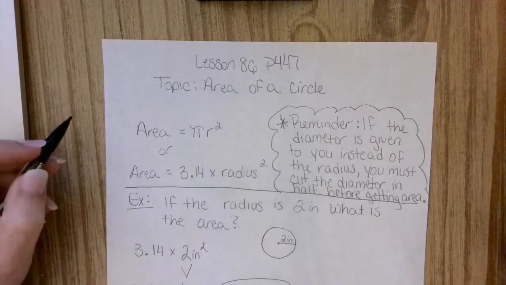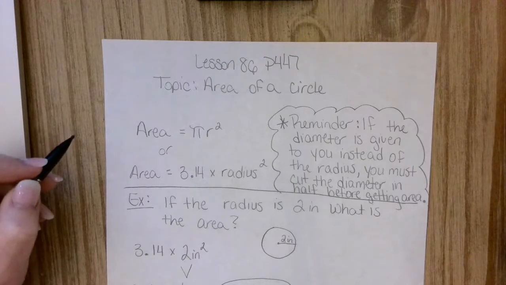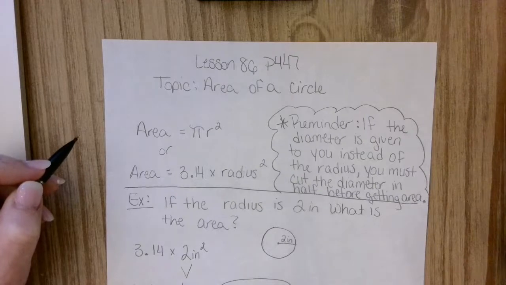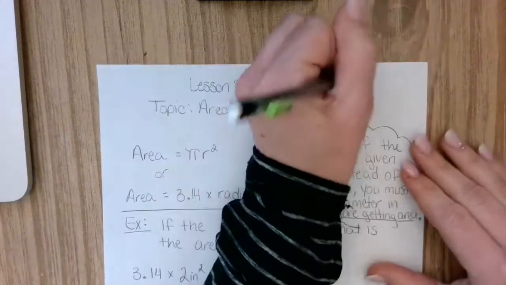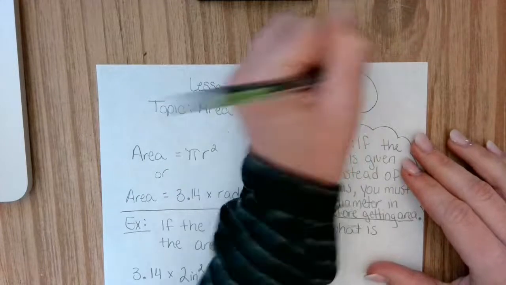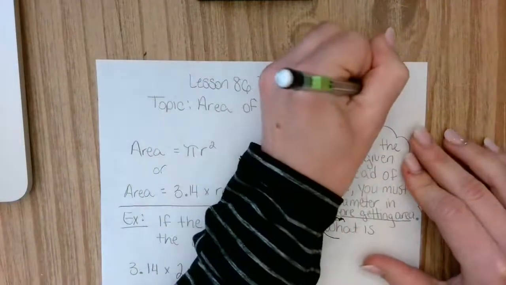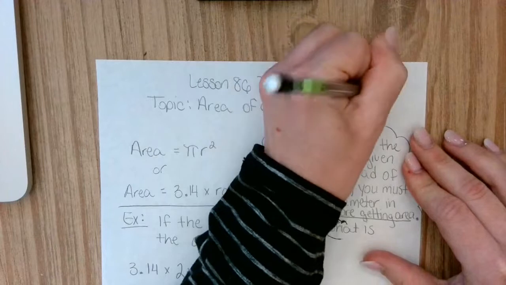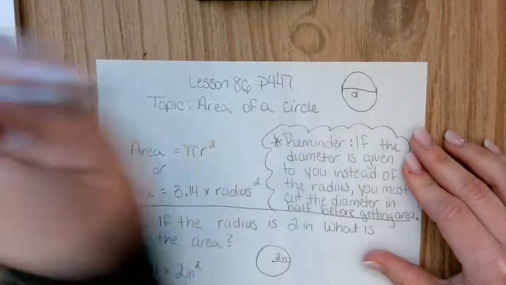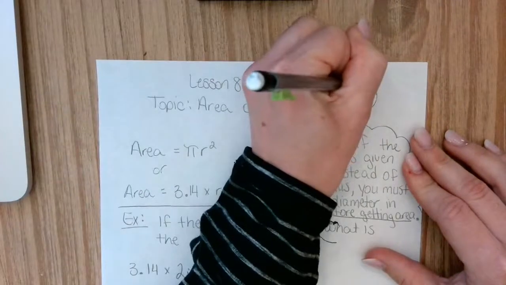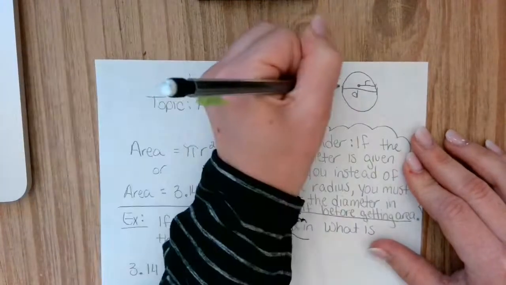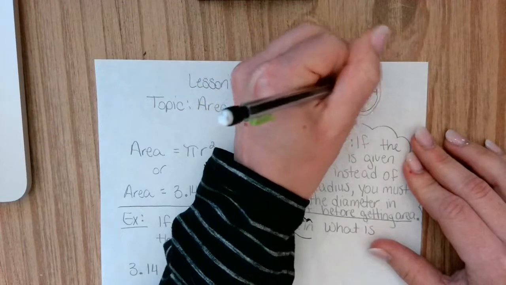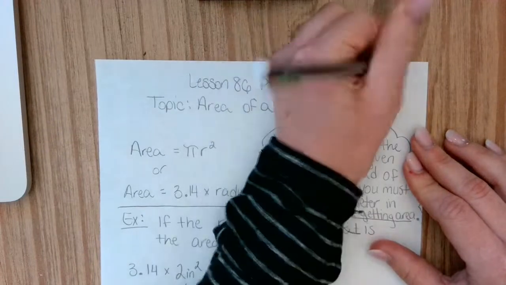The topic today is area of a circle. So far we've learned how to get the circumference of a circle, we've learned what diameter is, and the radius of a circle. Just if you remember, I'm going to draw a circle over here to the side. The diameter is the full width of the circle. And then radius is half of that width. And then of course the full measurement around the circle is circumference.